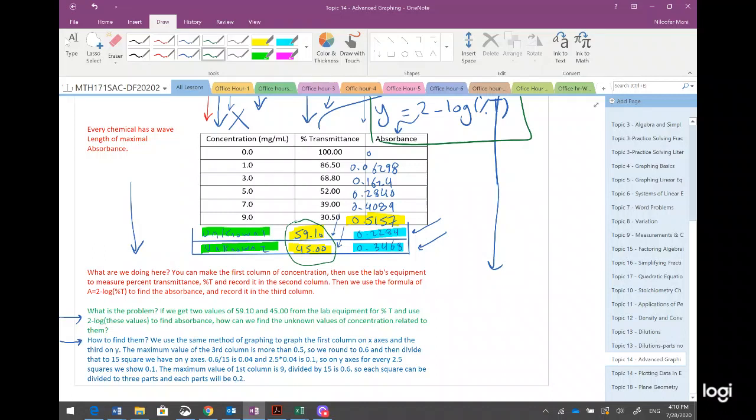So we look at the values, we find the maximum values, we look at the minimum values. Maybe we have to do maximum minus minimum. Maybe minimum is very small and we don't need to do that. Then we divide maximum between how many parts I have on the graphing paper.